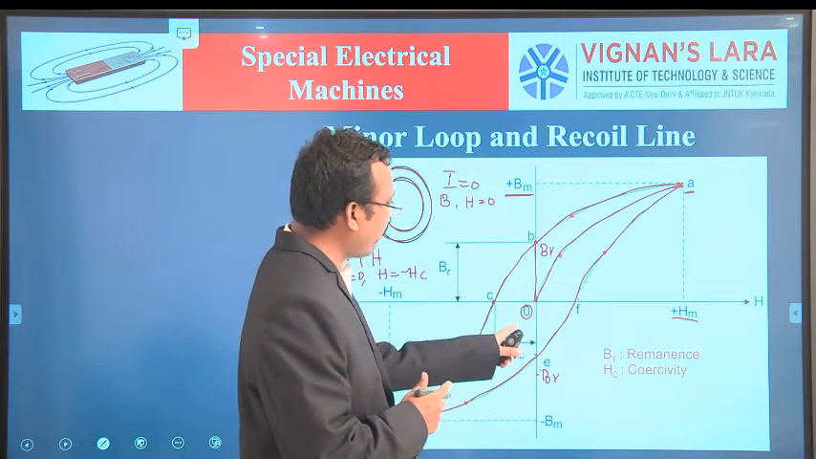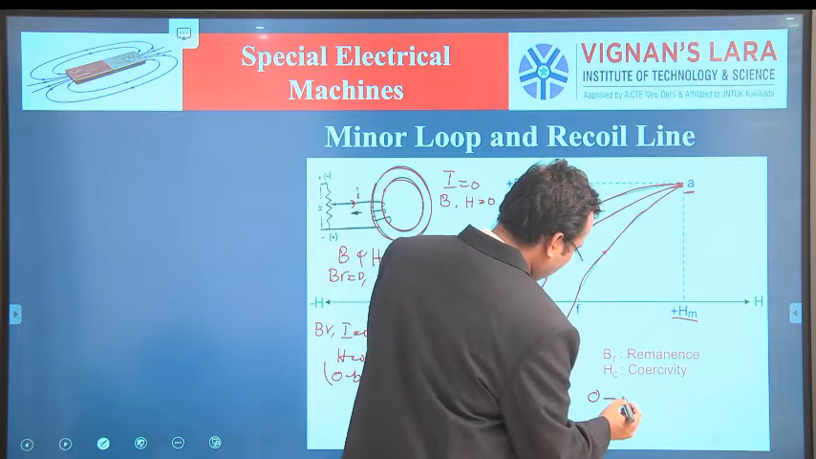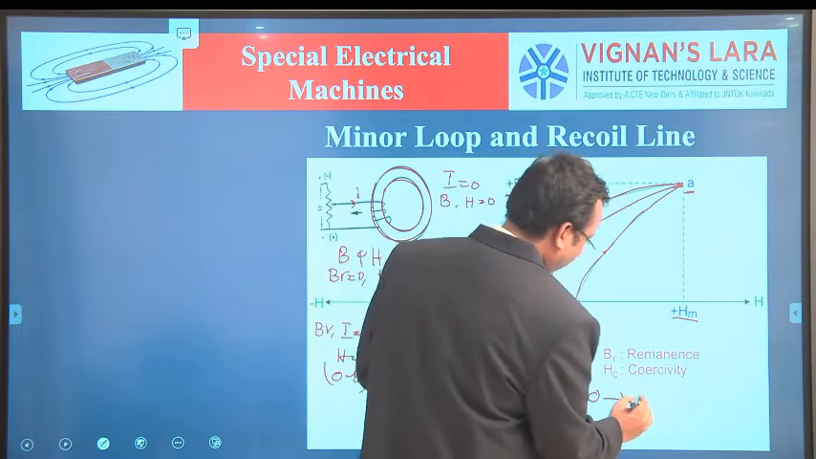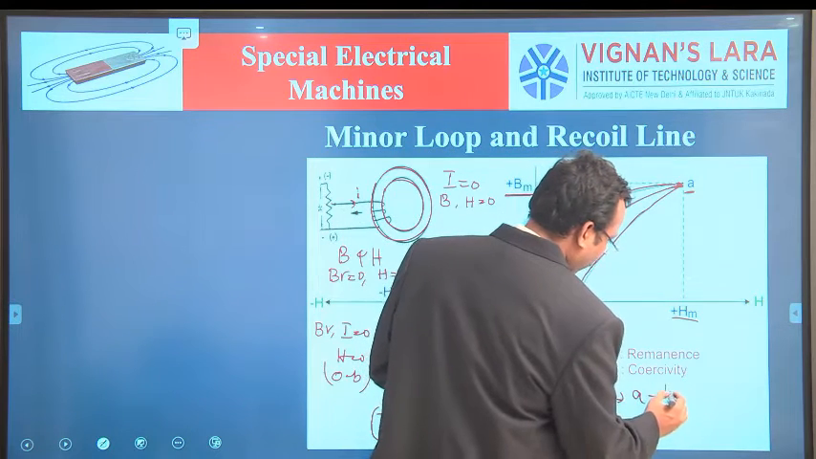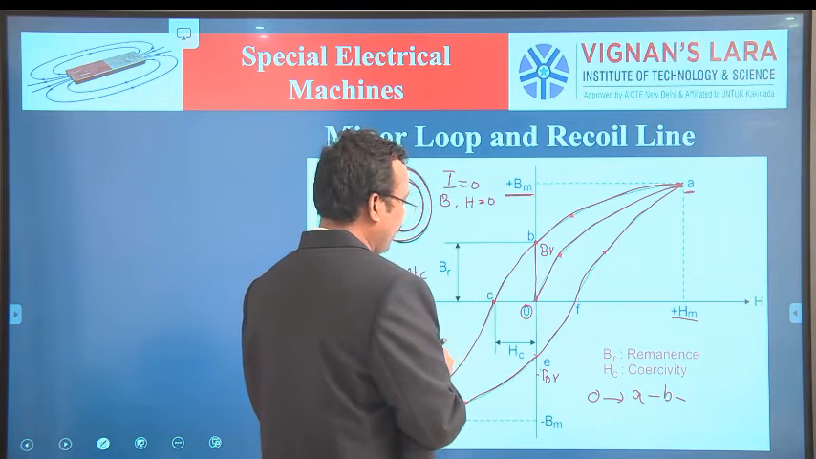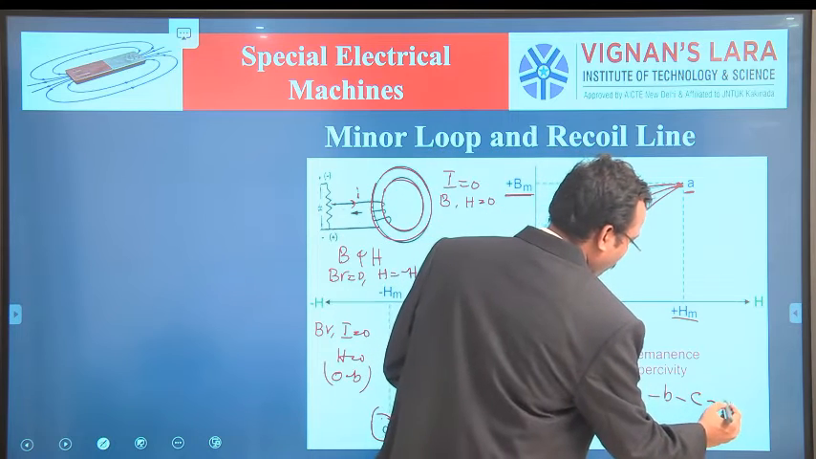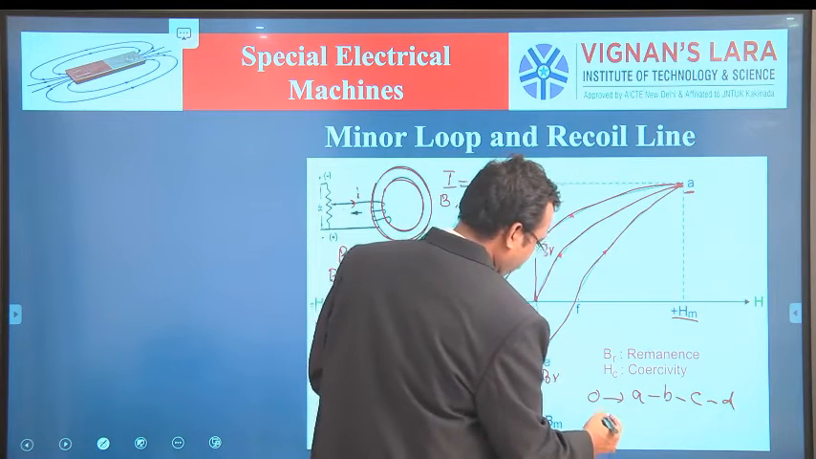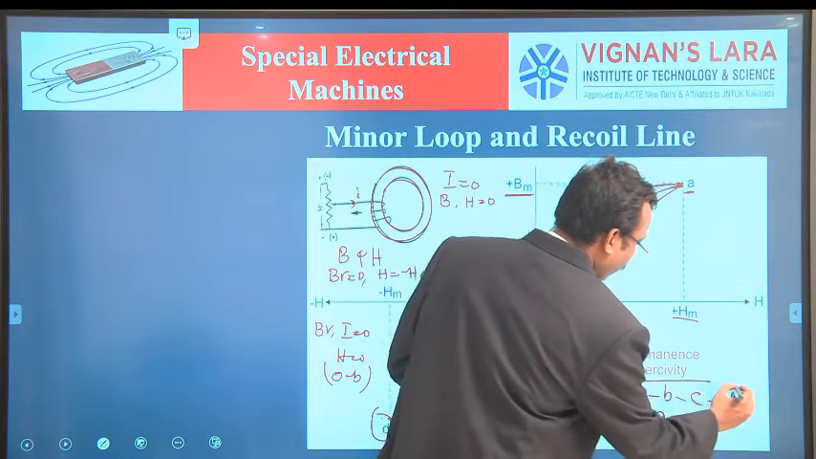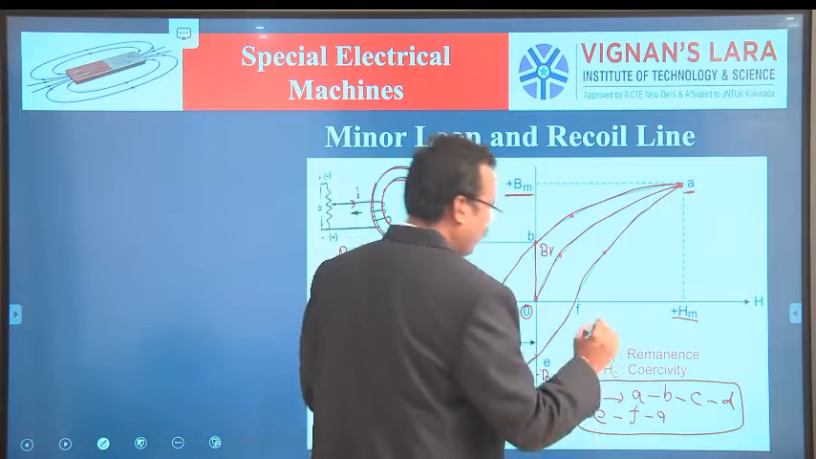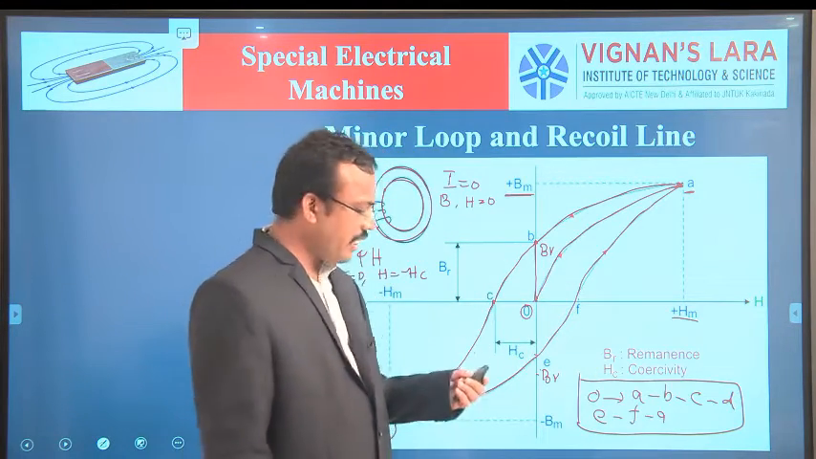Now the initial starting point at current I equals 0 is point O. Next the current is at maximum value, point A, and again we reduce the current to 0, which is called point B. Next the current is in the reverse direction, point C and point D. Next E, F, A. So this is one cycle of the hysteresis loop.